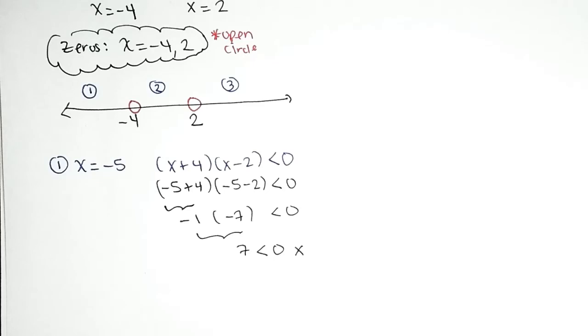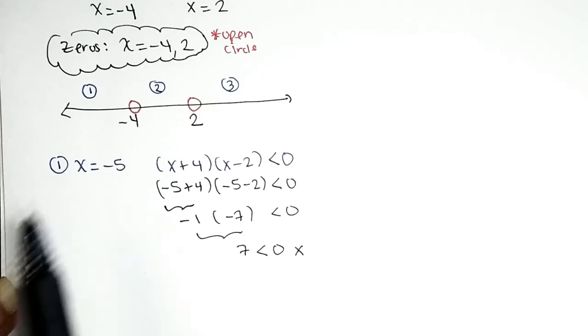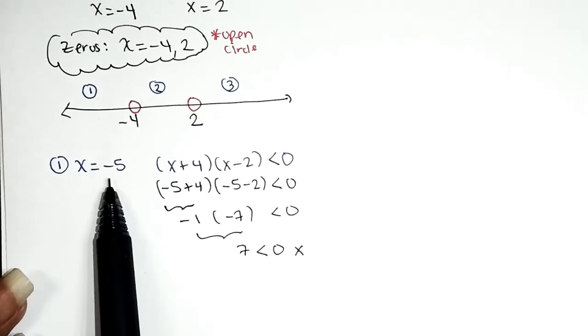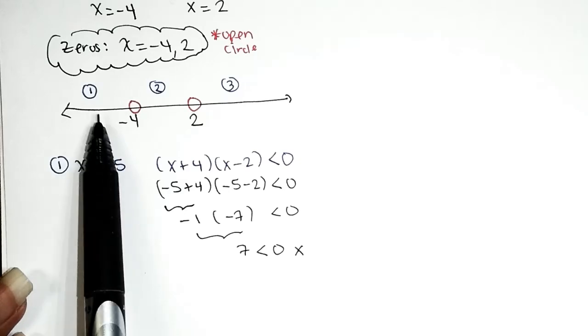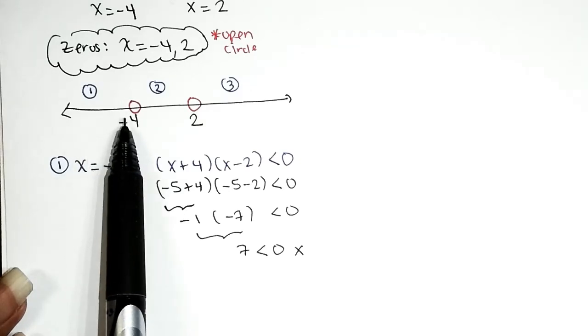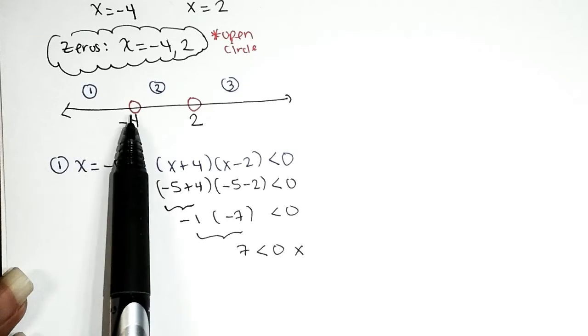If it checks out, I'll put a check mark. And if it doesn't check out, I'm like, it doesn't check out. But you do what you gotta do. So the moral of the story is this: because negative 5, or our test value, is not a solution, that means that no other value in that interval is going to be a solution.